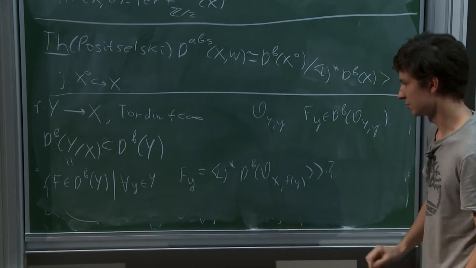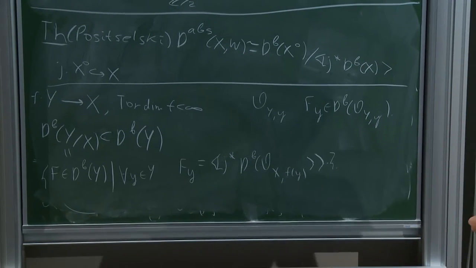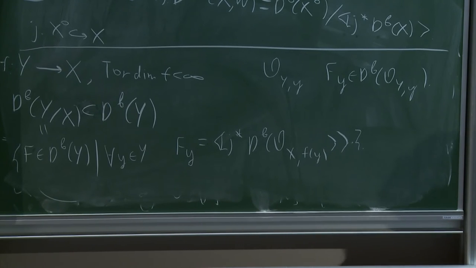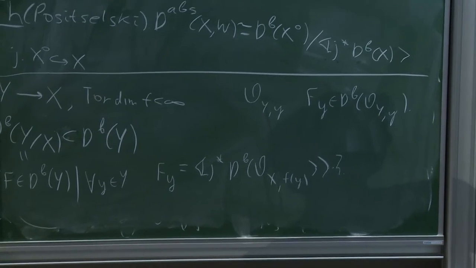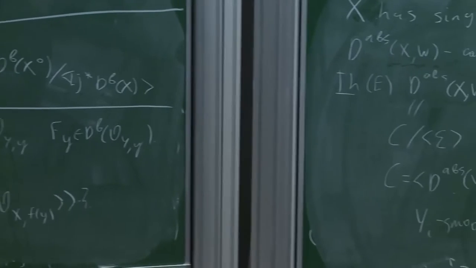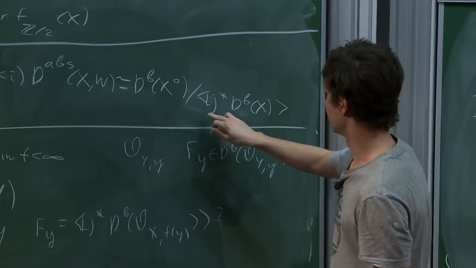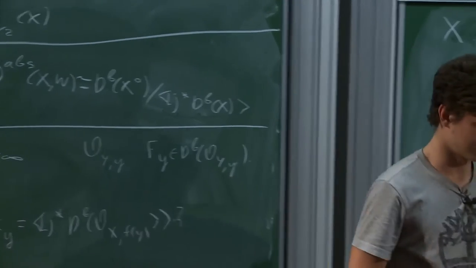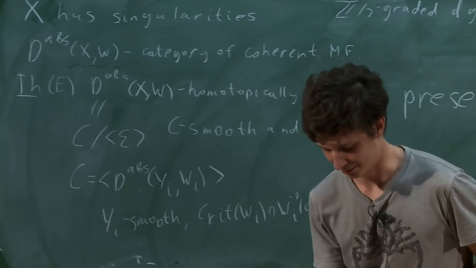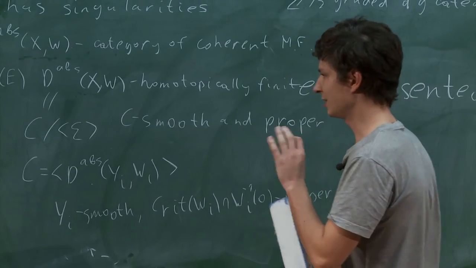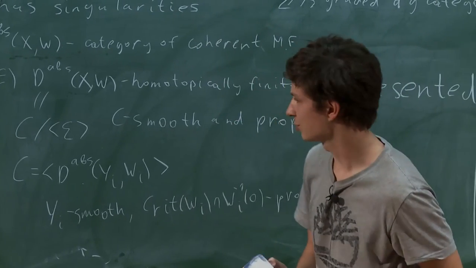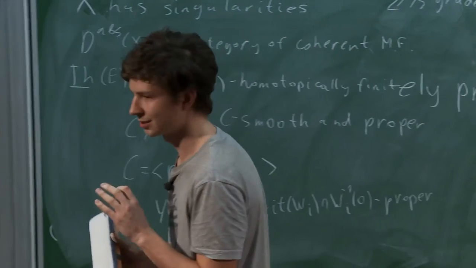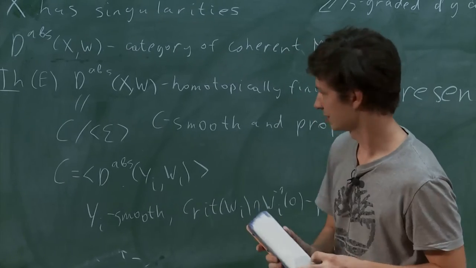To simplify a bit the definition, let's consider the special case. I claim that in this special case, this subcategory is precisely described by this property. The proof is quite technical, but not hard. It just requires some machinery with this co-derived categories and so on.